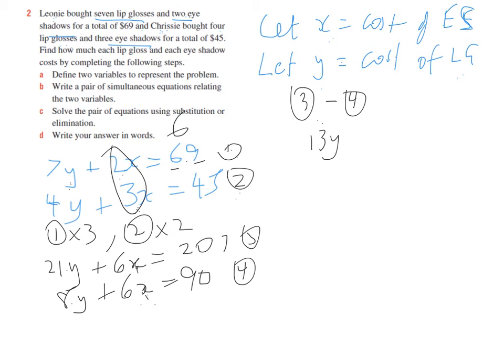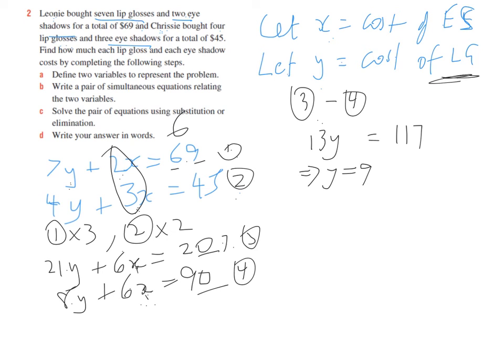So we've got 13y plus 6x minus 6x is 0. So now we'll say that equals 207 minus 90. That leaves us with 117. So 117 divided by 13. Let's see if that works. Hopefully that works. Alright, 9. So that tells us that y equals 9. So the cost of lip gloss is $9.